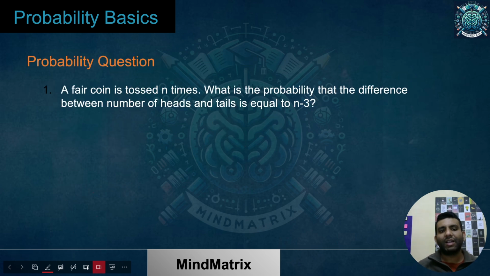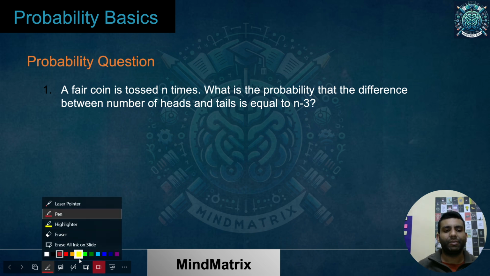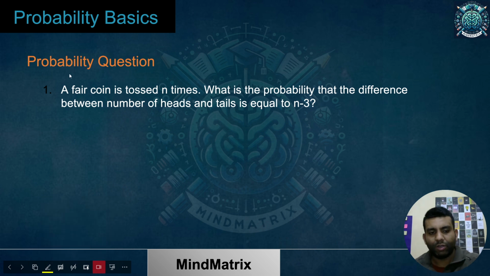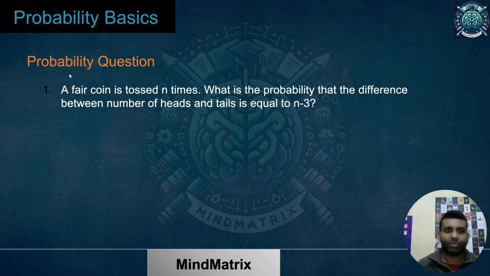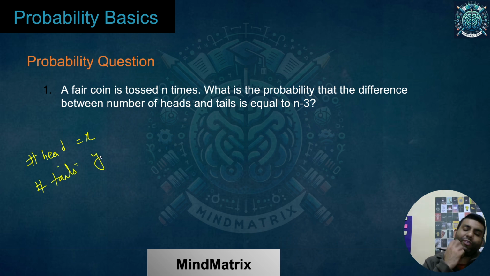And at last, one basic question we'll be solving over here. If a fair coin is tossed n times, what is the probability that the difference between the number of heads and tails is equal to n minus 3? So it's a very simple problem. Let's suppose the number of heads I'm talking about is x. And as I have tossed it n times, the number of tails must be y.